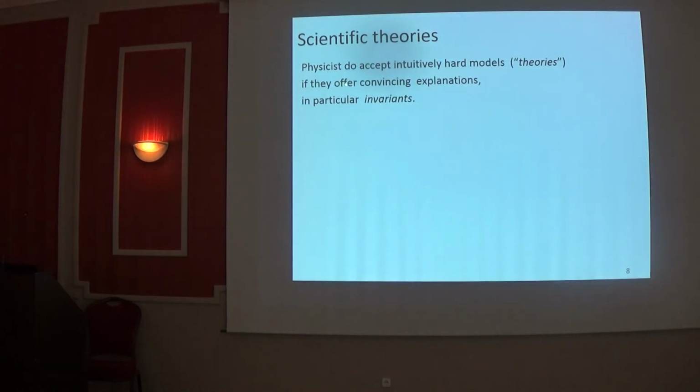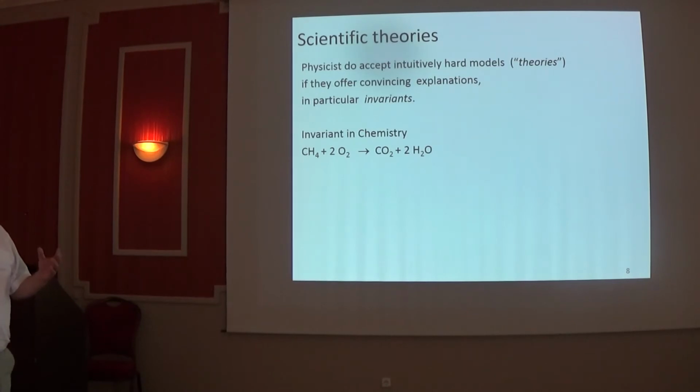And scientific theorists, physicists, accept intuitively hard models, which they call theories, and mathematically they are really hard, as long as they offer convincing explanations and in particular invariance. And likewise in chemistry we have this kind of process. We say if we have this stuff, then something can happen, and we come to this stuff. But also here the whole amount of stuff is retained. There's nothing coming new, there's nothing going out. This overall sum of material remains, it is only transformed.